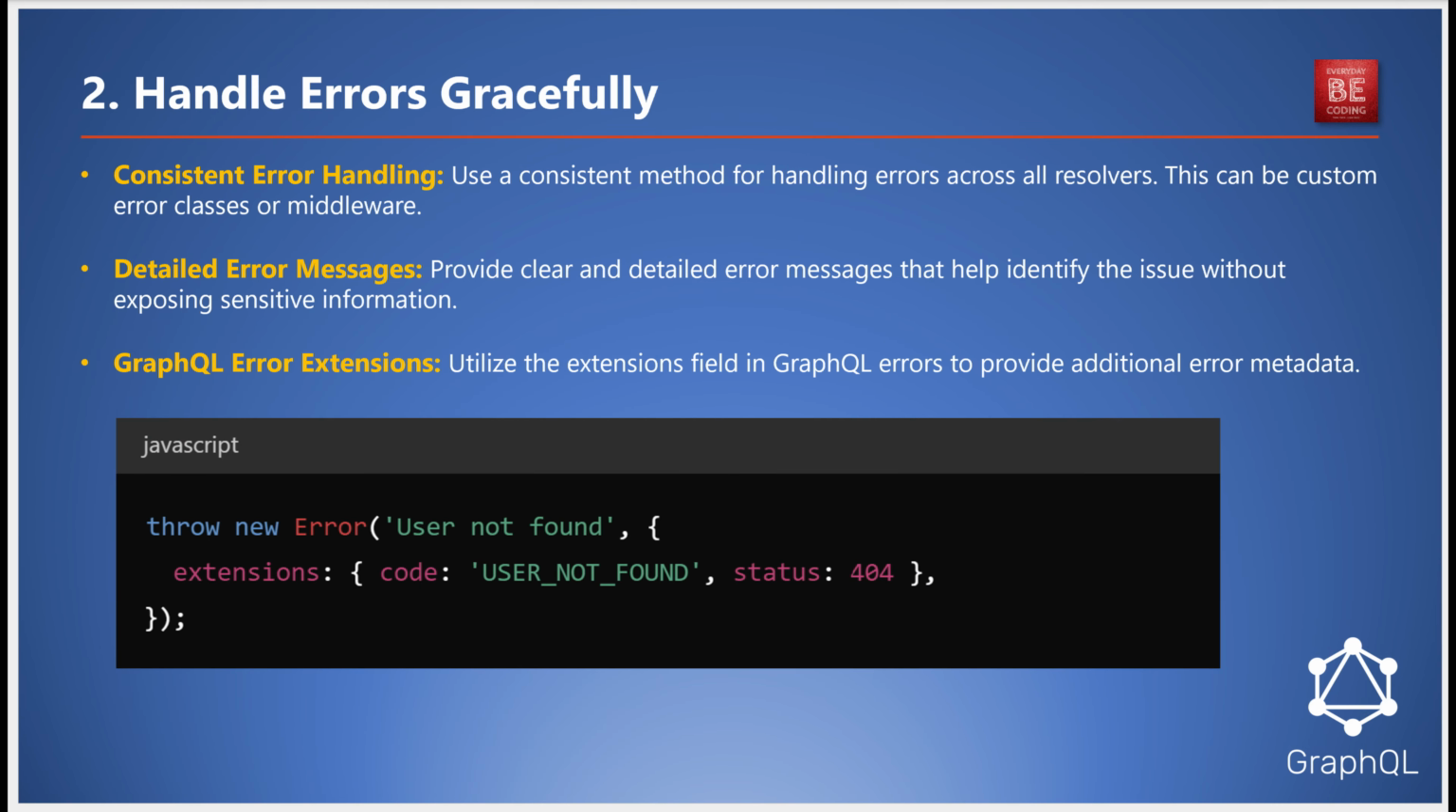Moving on to handling errors, the goal is to be as graceful as a swan on a lake. Consistency is key. Whether you're using custom error classes or middleware, ensure that every resolver adheres to the same error handling methodologies. Remember to provide detailed yet secure error messages. Here's an example of handling an error with an extensions field. throw new Error('User not found', { extensions: { code: 'USER_NOT_FOUND', status: 404 } }).